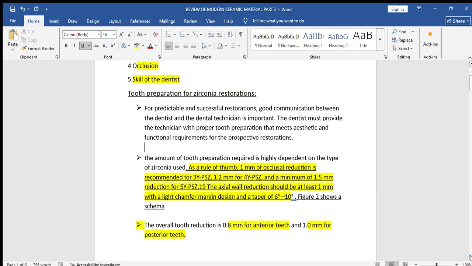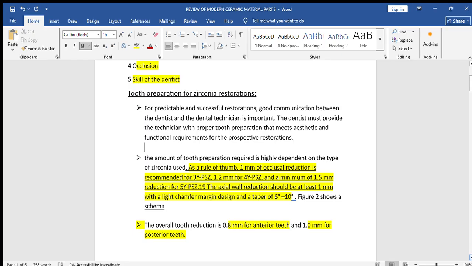of yttrium oxides. On the basis of oxides, we have classified zirconia into partially stabilized zirconia and fully stabilized zirconia. In partially stabilized zirconia, if we are adding yttria up to 3%, then it will be regarded as 3Y partially stabilized zirconia. 3Y partially stabilized zirconia has high strength and high fracture toughness, and it is indicated where high strength and toughness are required. So for 3Y partially stabilized zirconia, we only have to reduce the occlusal surface by up to 1 mm.